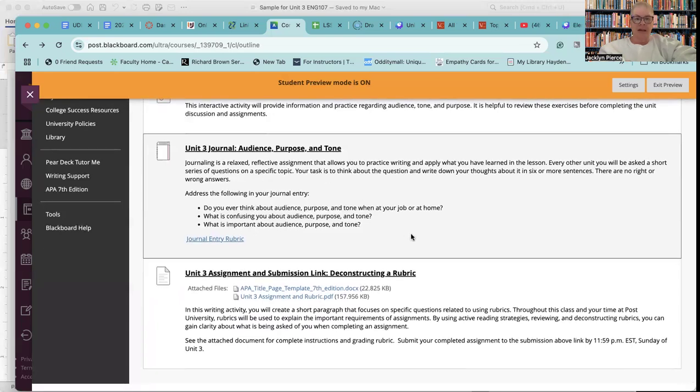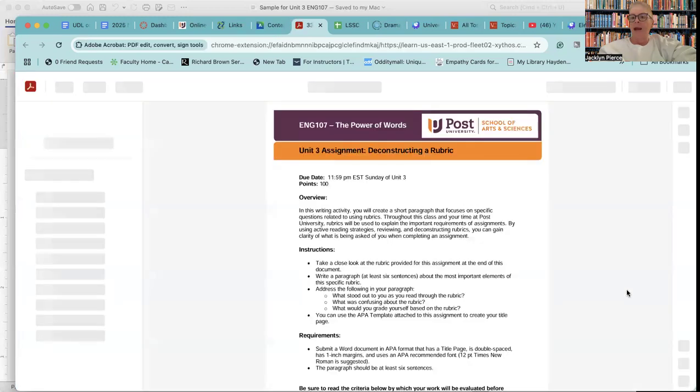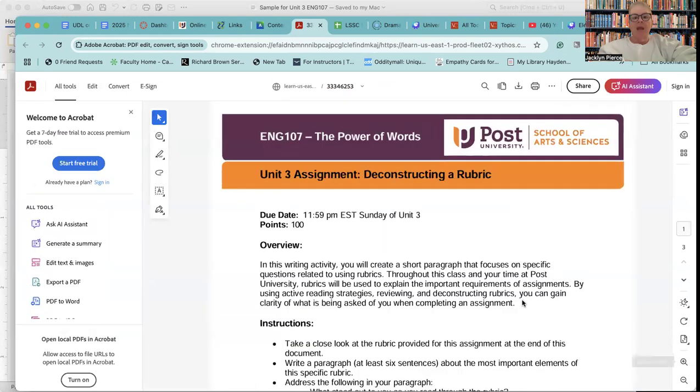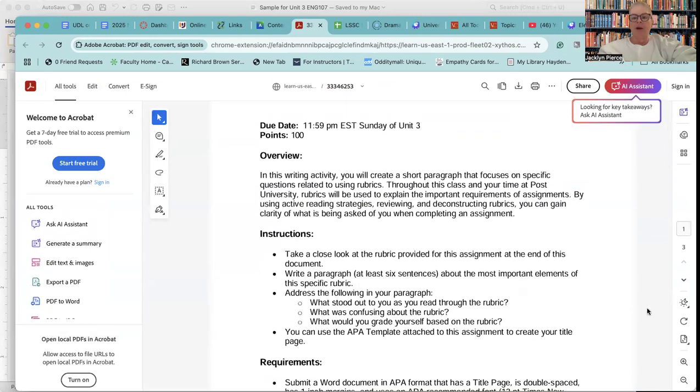The final assignment, of course, is the bigger one. The deconstructing a rubric assignment sheet is attached here. So we're going to open that and I'm going to make it a little bigger so that we can see it. In this writing activity, you will create a short paragraph that focuses on specific questions related to using rubrics. Throughout this class and your time at Post University, rubrics will be used to explain the important requirements of assignments. By using active reading strategies, reviewing and deconstructing rubrics, you can gain clarity of what is being asked of you when completing an assignment. So this again is just a single paragraph, but it does need to be detailed.